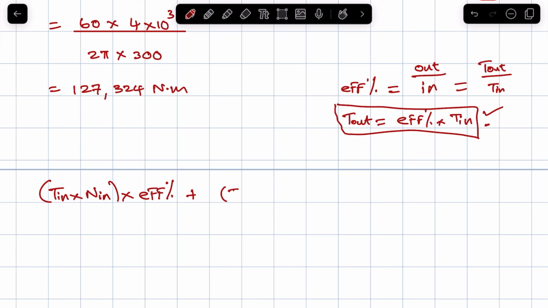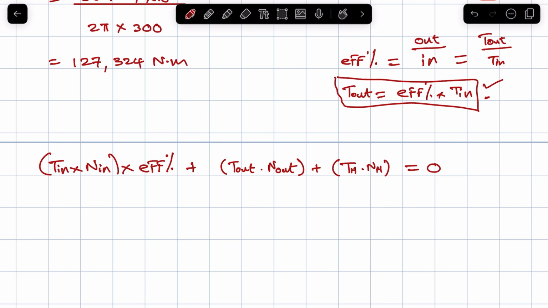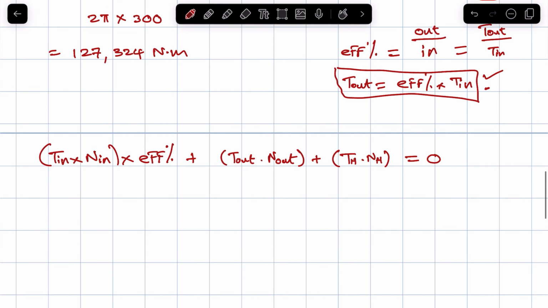Plus torque out times N out, right? Plus the braking torque times essentially the rotational frequency of the gear that is being held, right, which is essentially equal to 0, right? Now remember, this condition of equilibrium is based on the fact that since the gear system is in equilibrium, it means the change in kinetic energy is also equal to 0, right? So this is where this comes from, right?